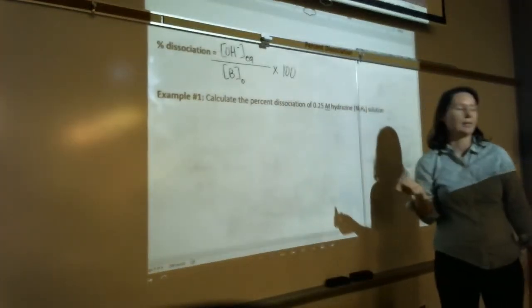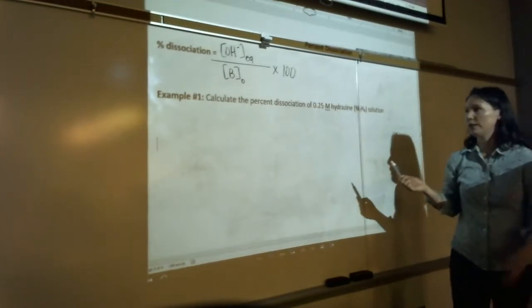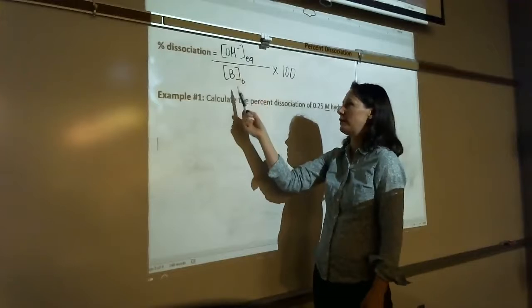So we're going to do this the same way that we did for the weak acids, right? The difference is for the weak acids, it's H3O plus and HA.